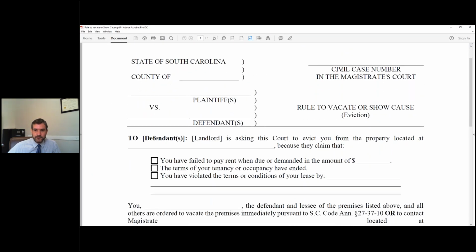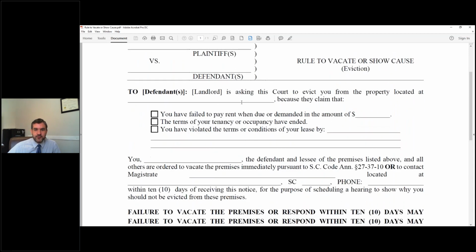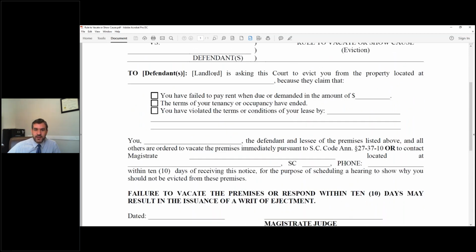And all these, of course, blanks would be filled out. And the landlord says to the tenant, to the defendant, the landlord is asking the court to evict you from property located at, and I'll give you a property address, because, and then it should include the same information that the landlord put in the application for ejectment.